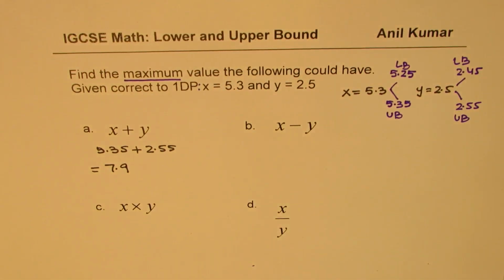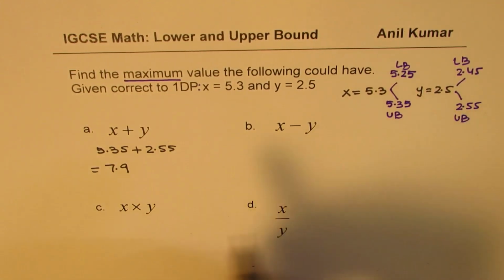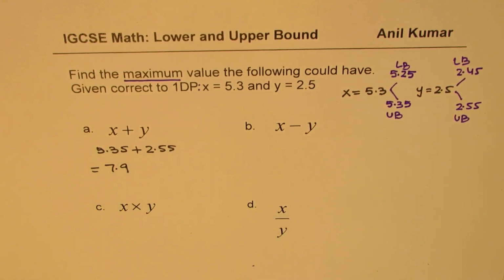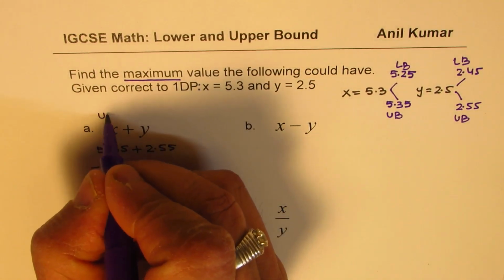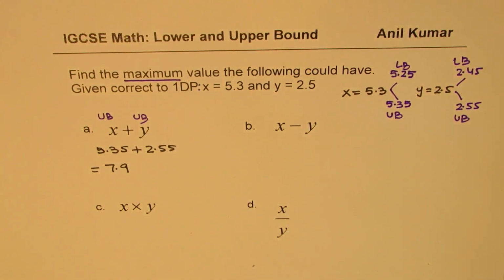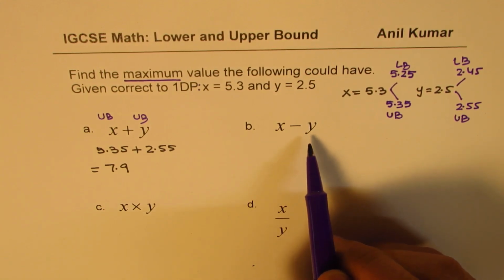Does make sense, right? If I would have added any other combination, I will get lower than this. So maximum is when I take both upper bounds, right? So we take upper bounds for both. Does make sense, right? Now think about this. You want difference to be maximum.